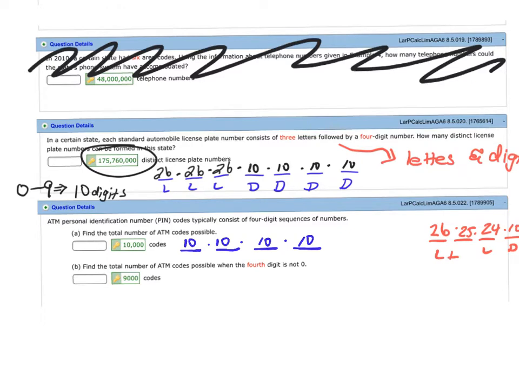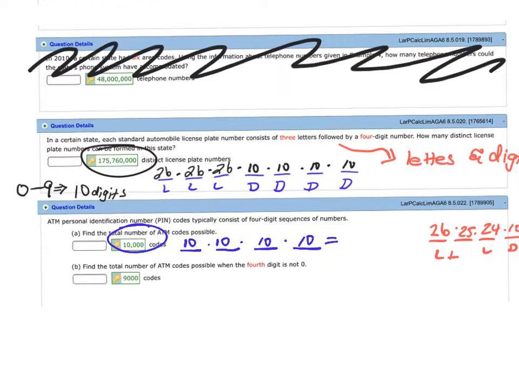Does it tell me that the numbers can't repeat? No. Does it tell me that one of them has to be a certain number? No. So then that's it. That's where we got the 10,000 from. Because if it said it couldn't repeat, then you would have to do 10, 9, 8, 7.